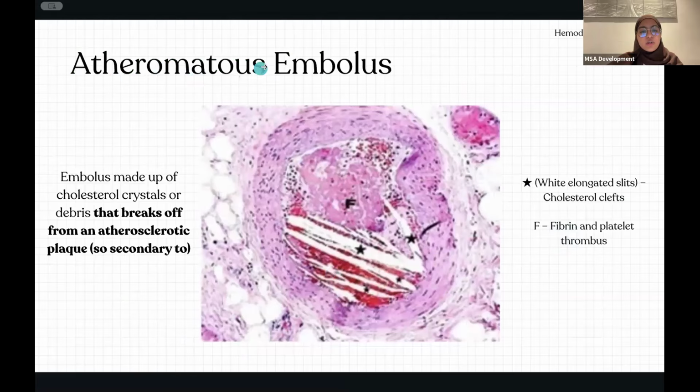Okay, moving on to atheromatous embolus. Just remember atherosclerotic, so it has to do something with that, right? So there's an atherosclerotic plaque and something comes off of it, which is the embolus. This embolus is made up of cholesterol crystals and debris, and it breaks off and then occludes another vessel. And you can see it here, it has a fibrin and platelet thrombus. This is the F part. And the ones with stars here, you see these white stripes. Those are the cholesterol clefts.